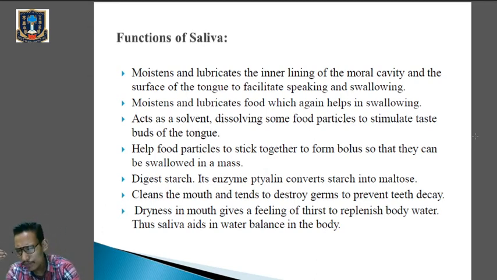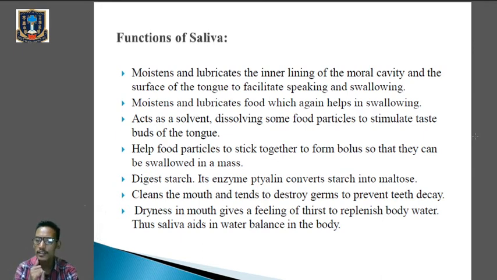It will help the food particles to stick together to form the bolus. Bolus means the mass of food. So this saliva will help the food particles to remain together. It forms a food mass which is known as bolus, B-O-L-U-S, so that it can be swallowed as a food mass.